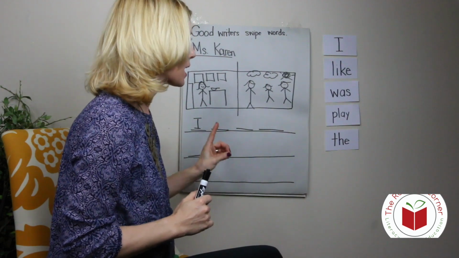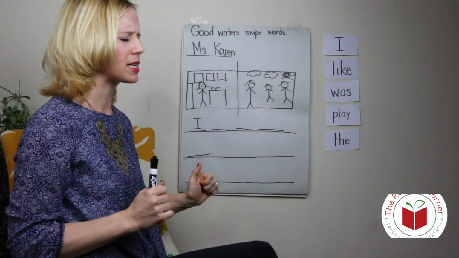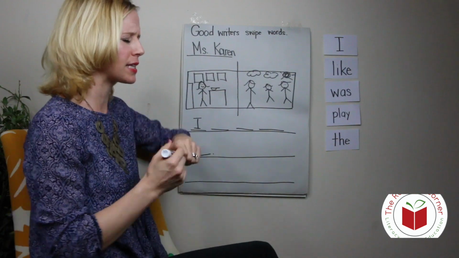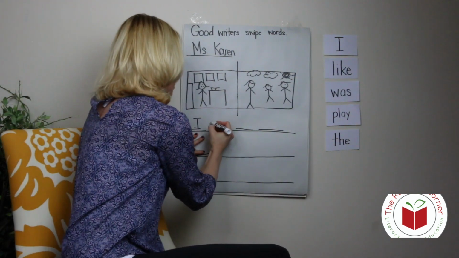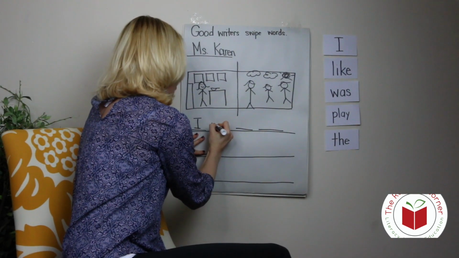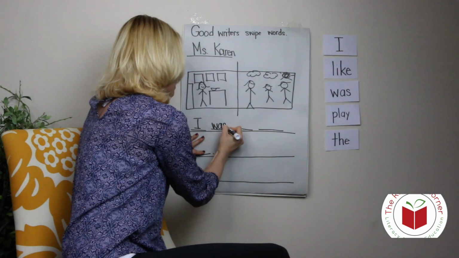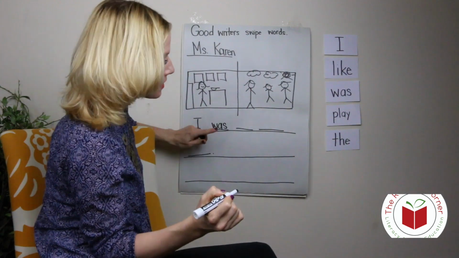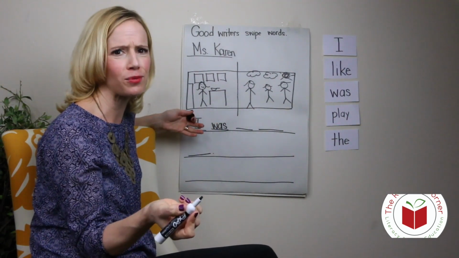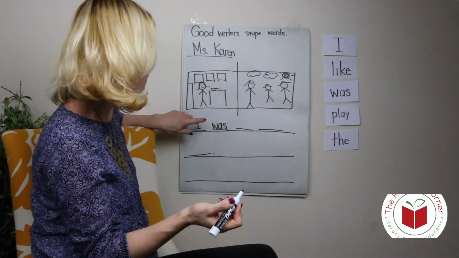So W-A-S. I see a picture in my head of it. Okay, let's see if I can do it. You tell me if I wrote it right. W-A-S. Did I do it? I did it. I swiped that word. It made my writing so much easier because I could swipe it.